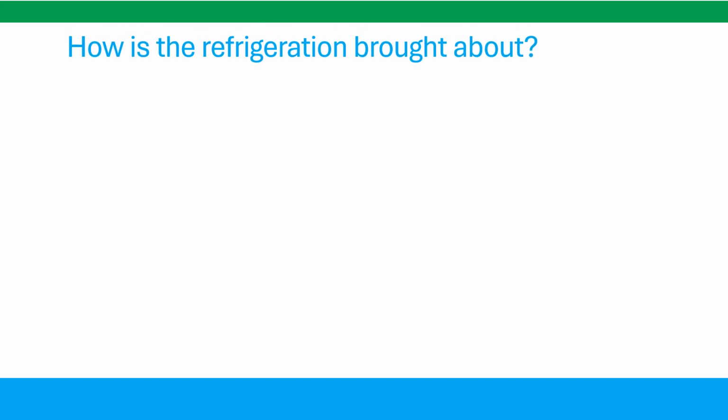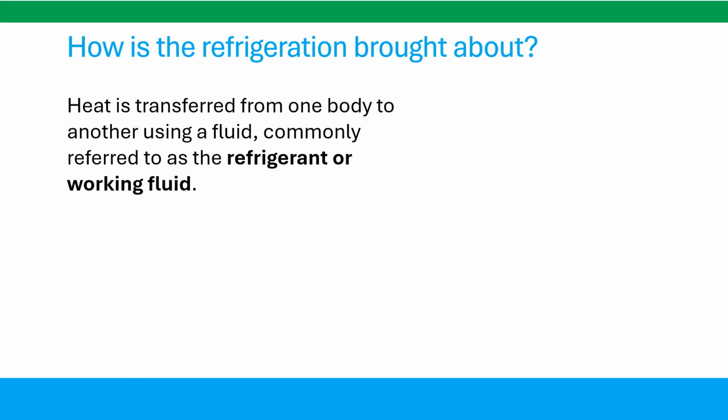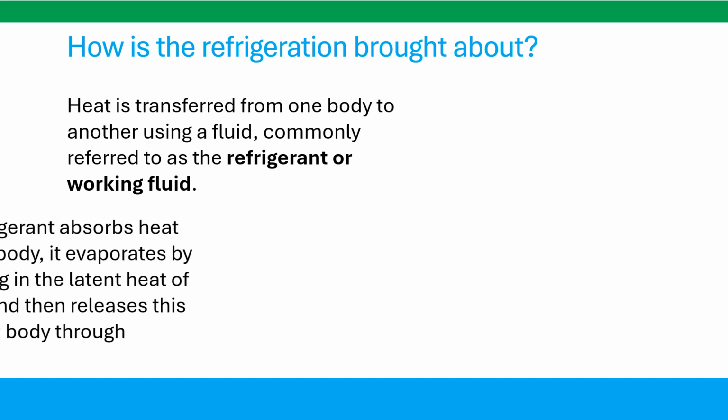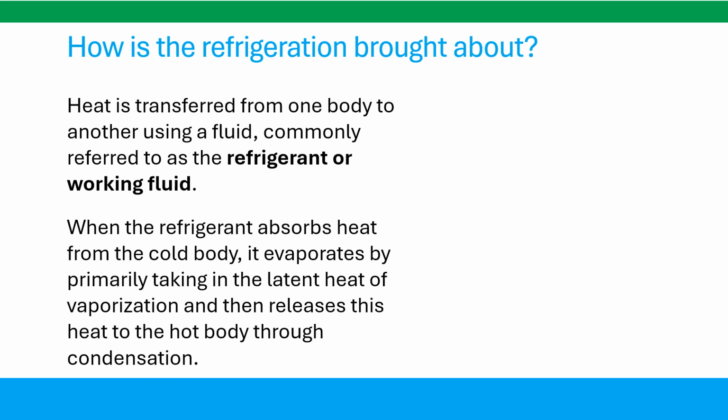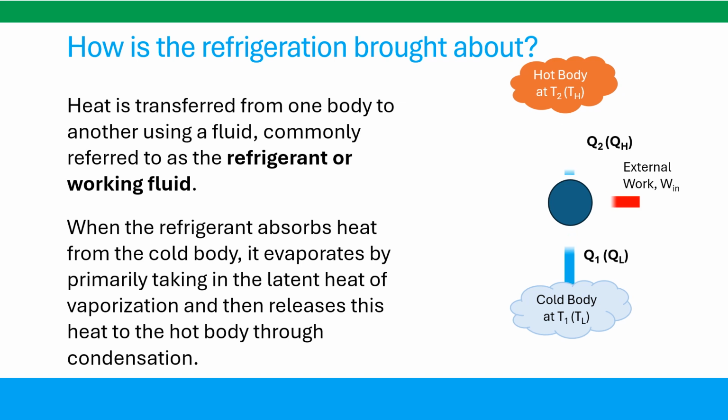How is the refrigeration brought about? Heat is transferred from one body to another using a fluid, commonly referred to as the refrigerant or working fluid. When the refrigerant absorbs heat from the cold body, it evaporates by primarily taking in the latent heat of vaporization and then releases this heat to the hot body through condensation. This process can be illustrated with a diagram. Heat Q1 is absorbed from a cold body at temperature T1 and released as heat Q2 to a hot body at temperature T2. Since this process requires external work, W, Q2 is equal to Q1 plus W.